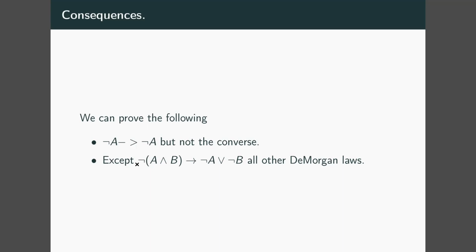We can prove De Morgan's laws, except for the law which says that not of A and B implies not A or not B. I will give you an intuition why constructively you cannot prove this. We'll look into that proof and gain an understanding of why this is. I will now stop my presentation and go over to the Emacs window.